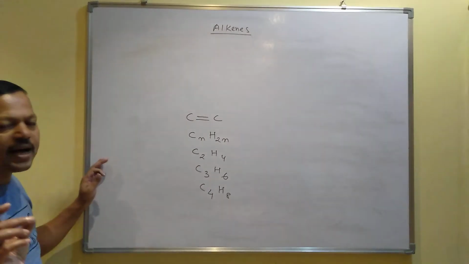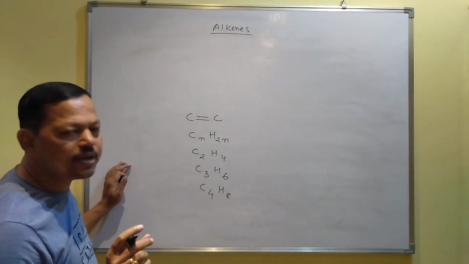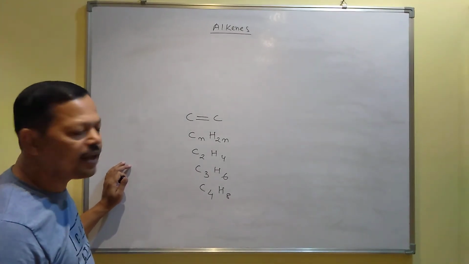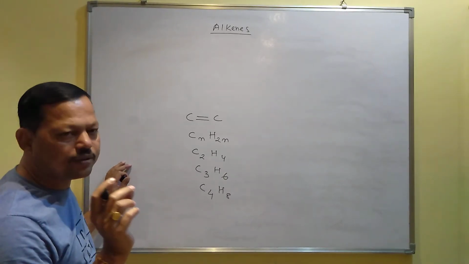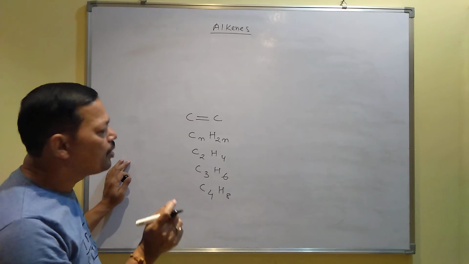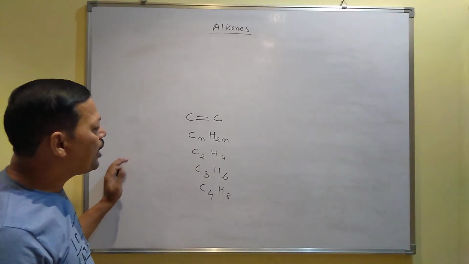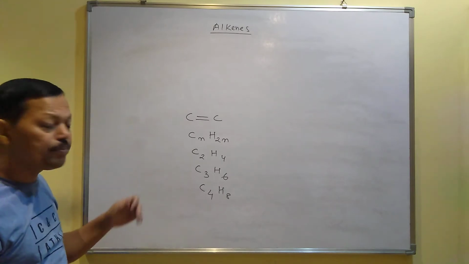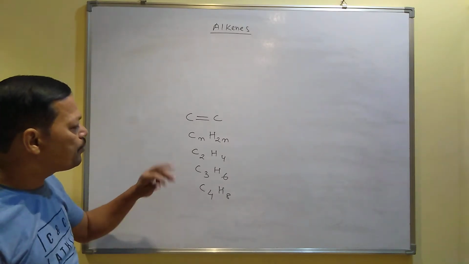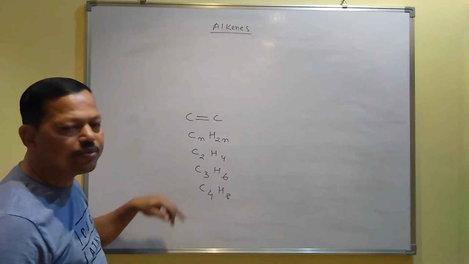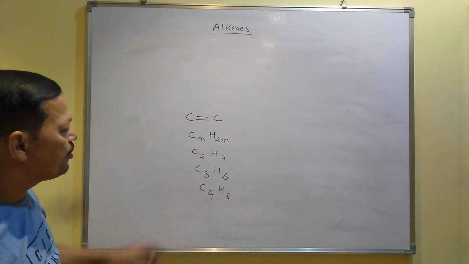So alkenes are unsaturated hydrocarbons which contain a carbon-carbon double bond, and they have the general formula CnH2n. Since alkene contains a double bond between carbon and carbon, a minimum of 2 carbons should be present in your alkene. That's why alkenes start from ethene. You don't get methane because methane contains only 1 carbon. So alkenes start from ethene, I mean from 2 carbons. So these are some examples of your alkenes.